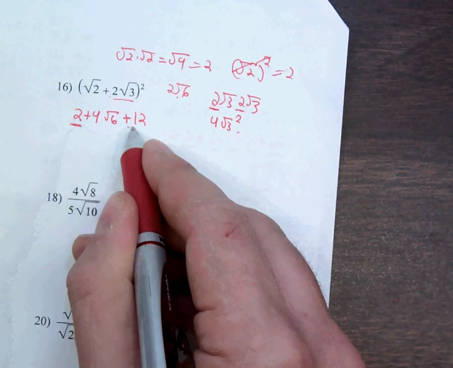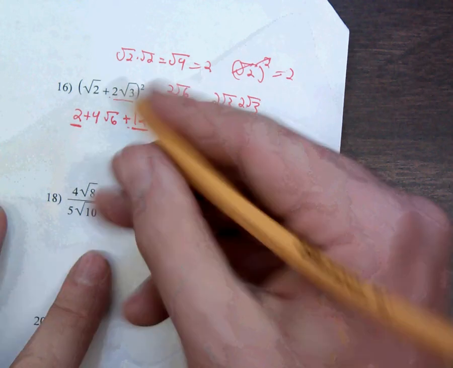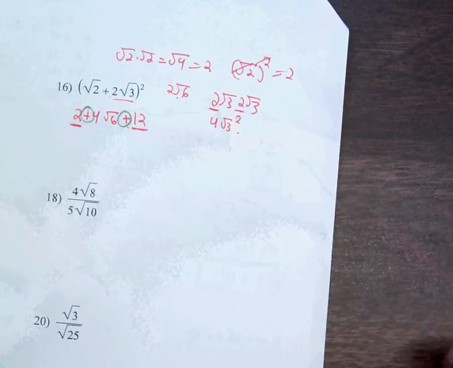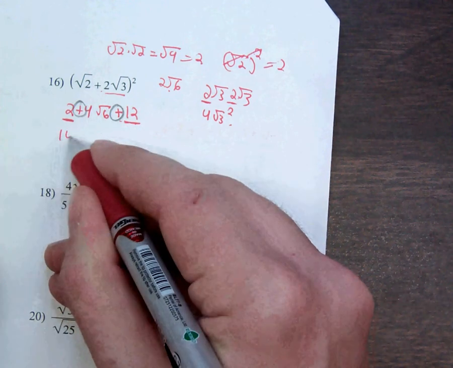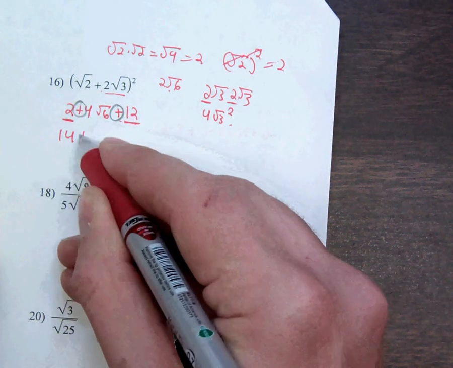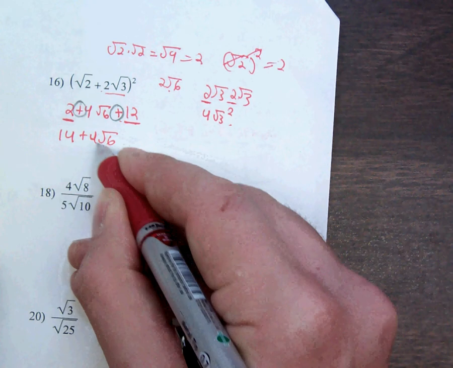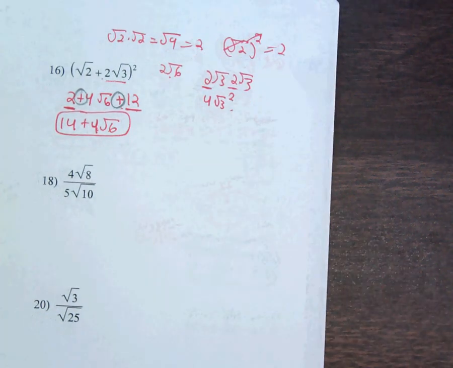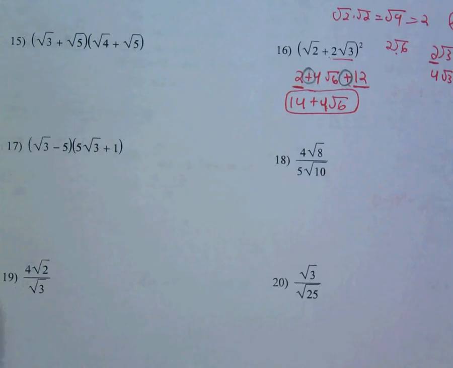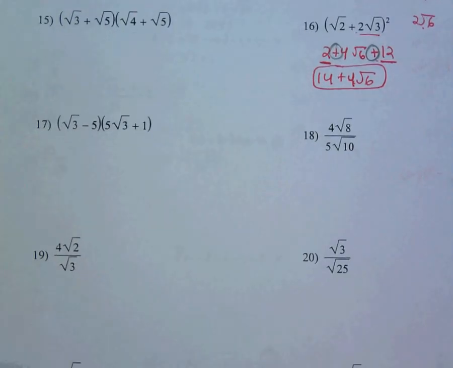The last thing is we can combine our terms. I hope you notice that the pluses are what's separating terms. So 2 plus 12 is 14. 4 times the square root of 6 is a separate term, and that is all we can do to simplify it.